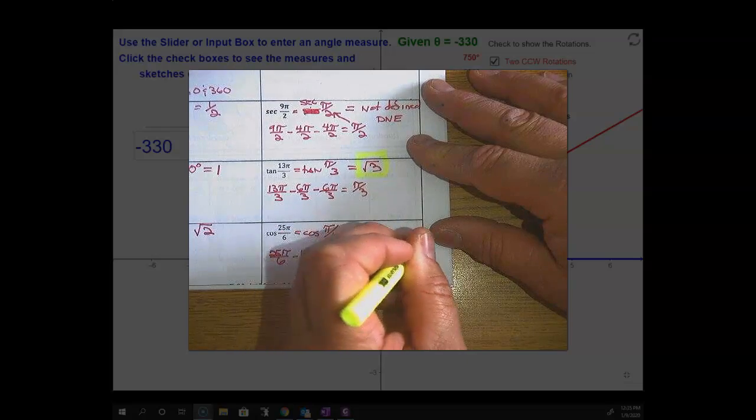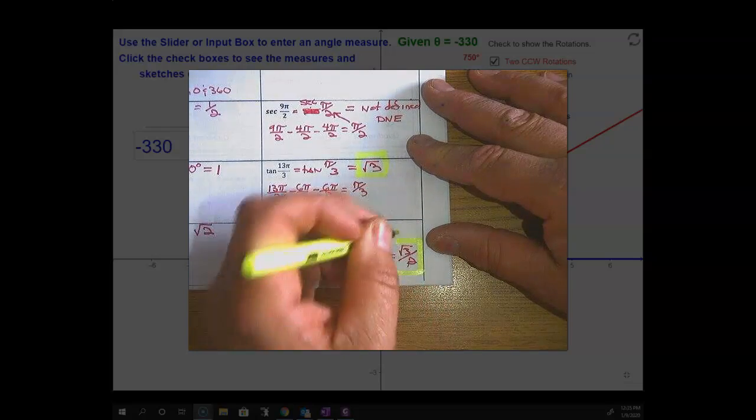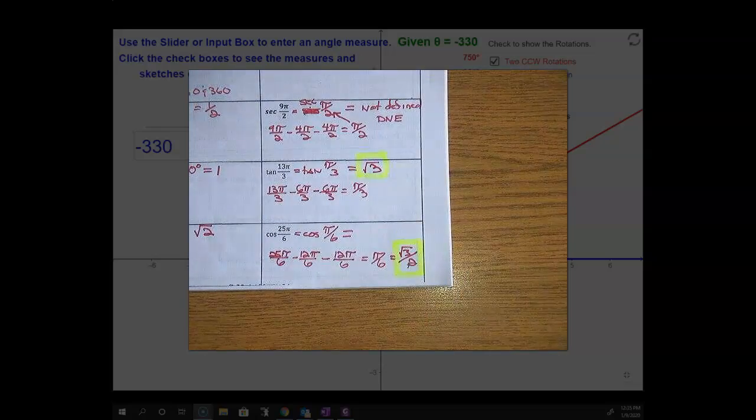Okay, and that's how we get coterminal angles. You need to know how to do coterminal angles so you can get the next thing we're going to learn, which is called reference angles. So reference angles, you got to know the coterminal angle to get the reference angle.